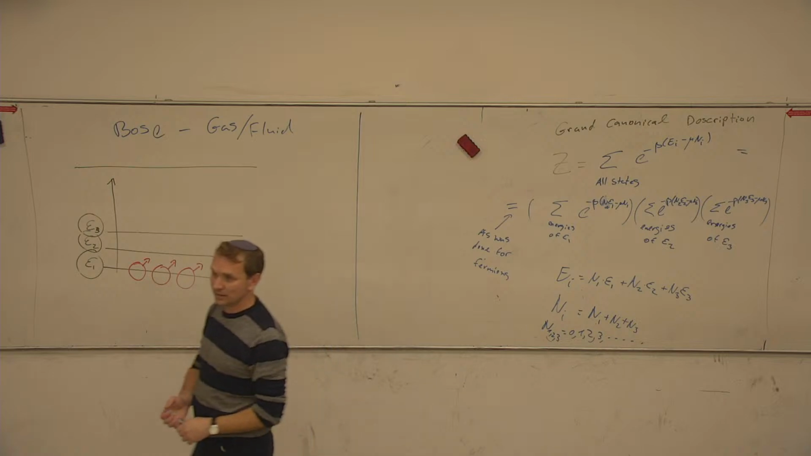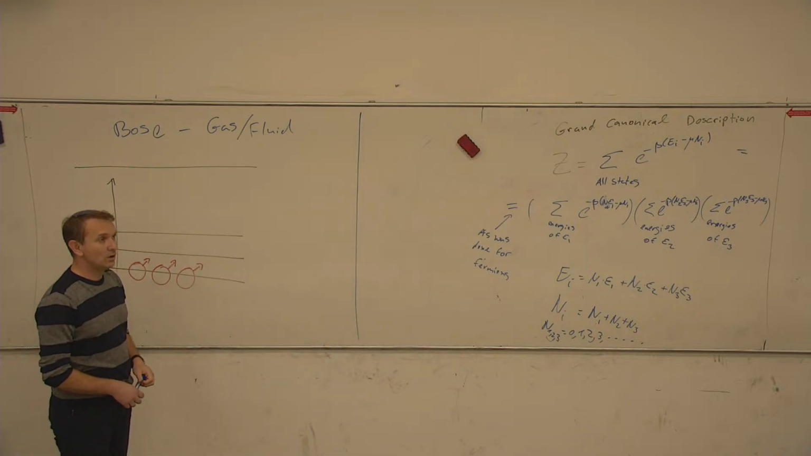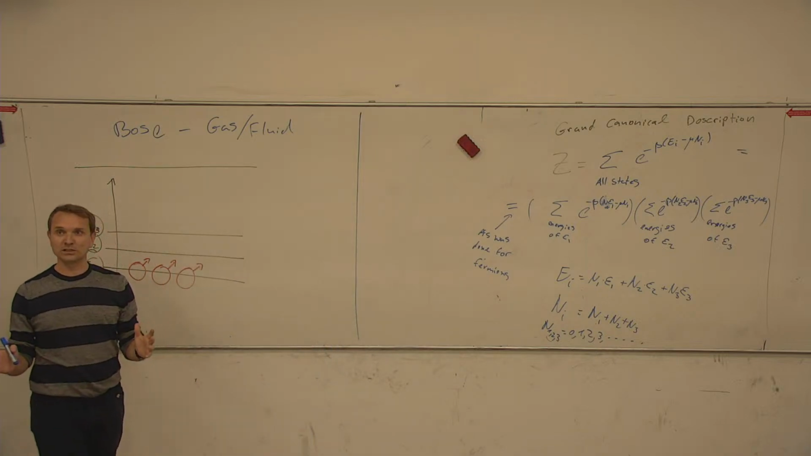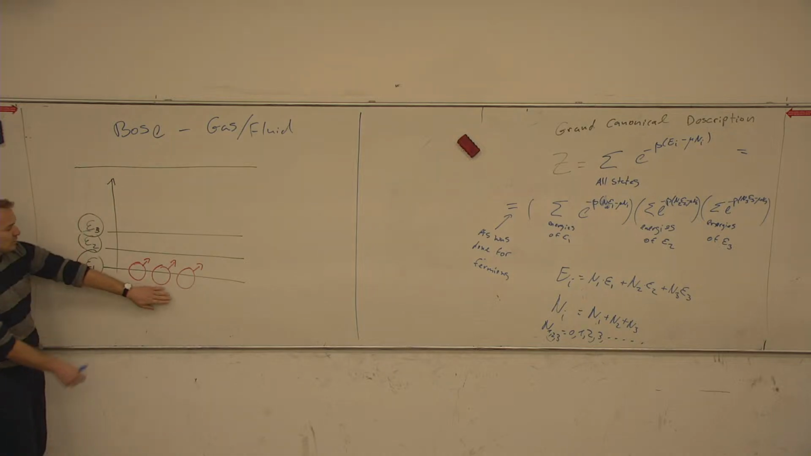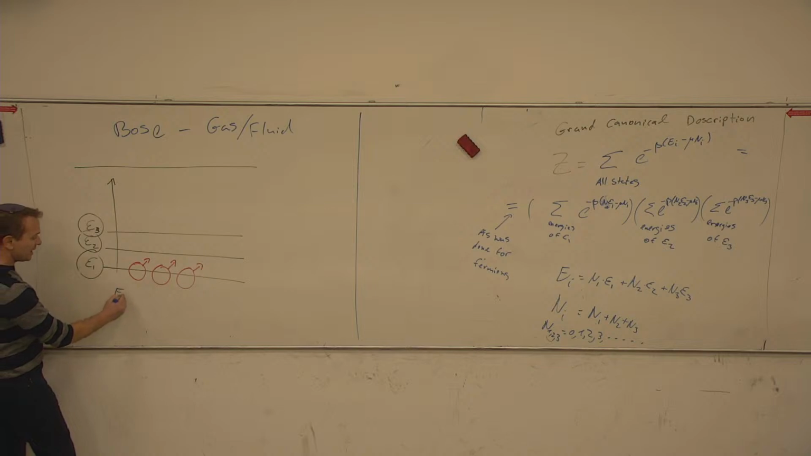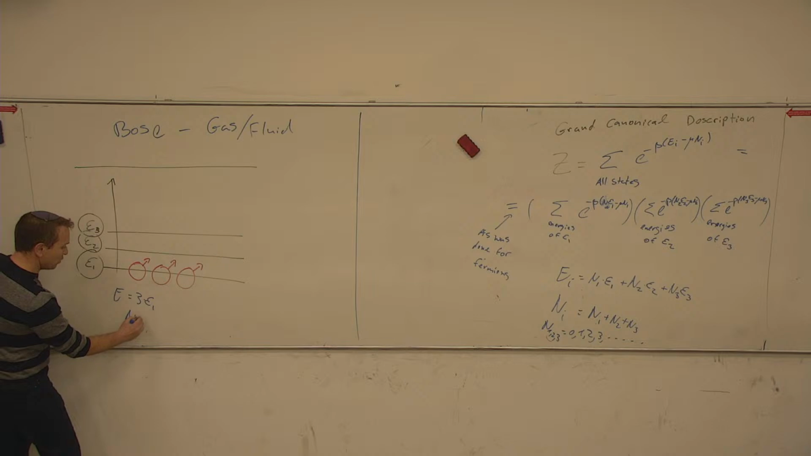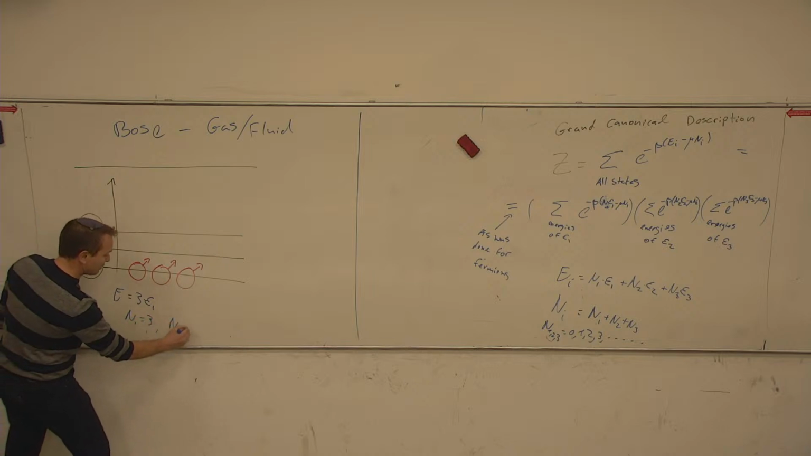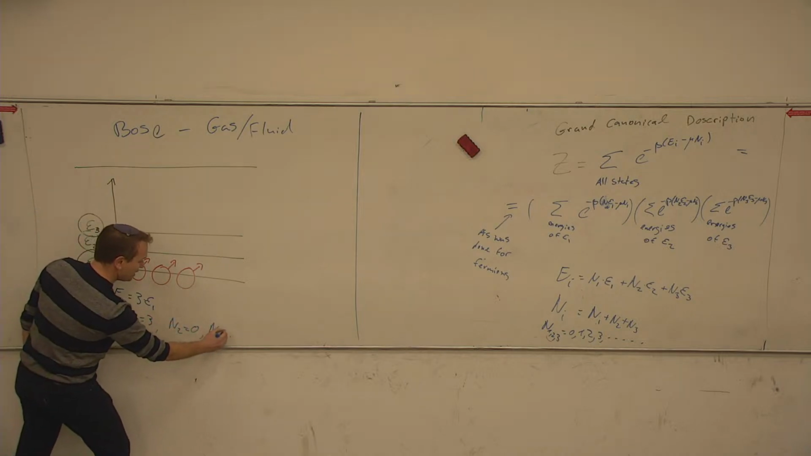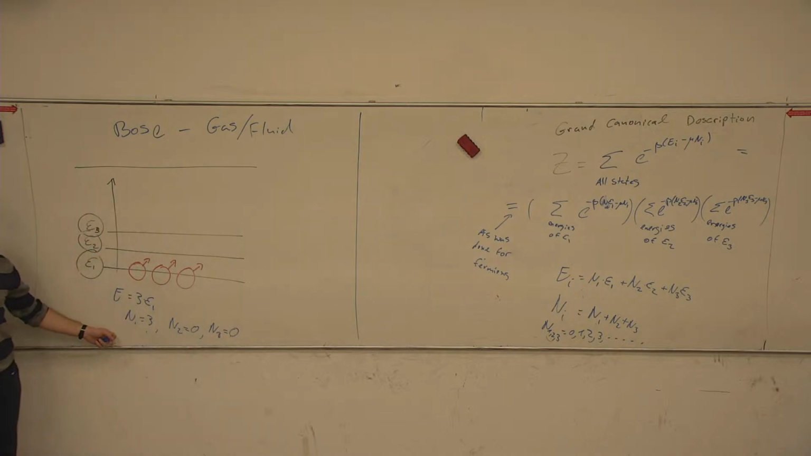Yes? E of i represents the state of the system. So, for example, this is the state of the system. Look at this. The energy is 3 multiplied by epsilon 1, where n1 equals 3, n2 equals 0, and n3 equals 0. This is a specific state of the system.